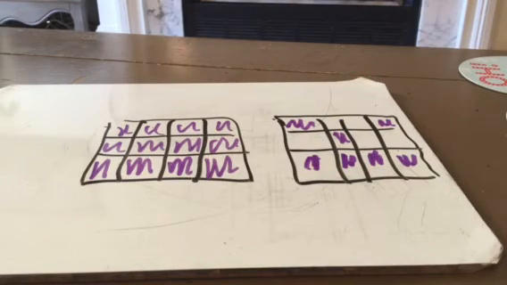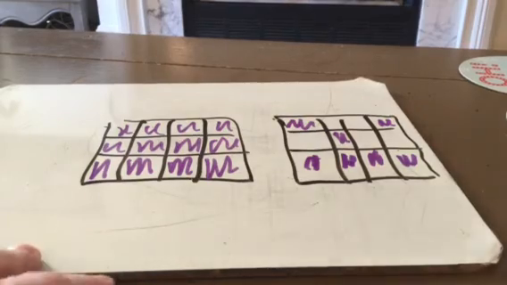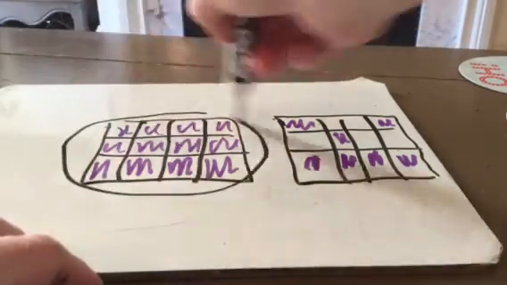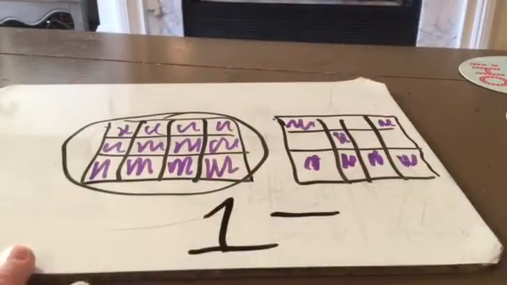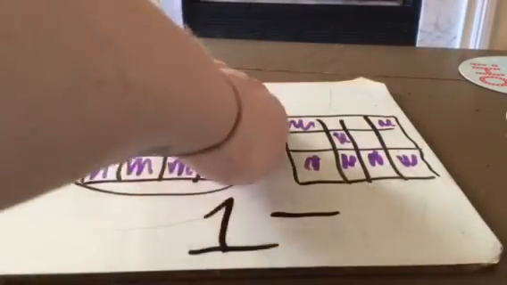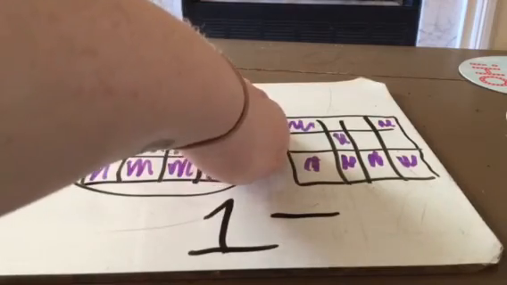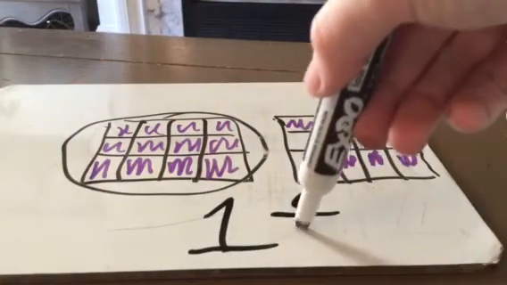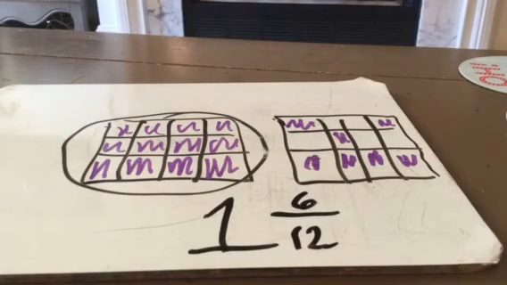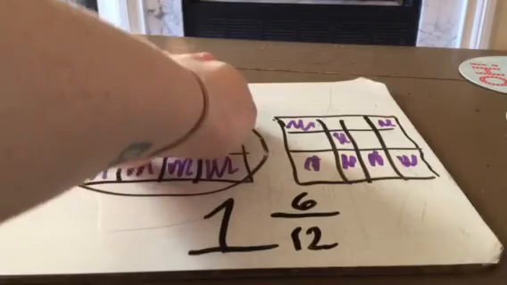So if I'm looking, how many wholes do I have shaded in? Well, I have 1 whole shaded in. And how much extra? So I'm looking then just at the extra stuff. I have 6 extra pieces out of a total of 12 in 1 whole, I'm sorry. So I have 1 whole plus 6/12 in my second box.